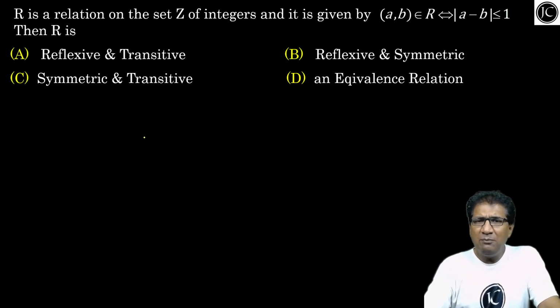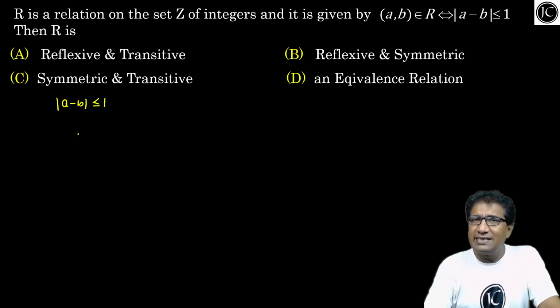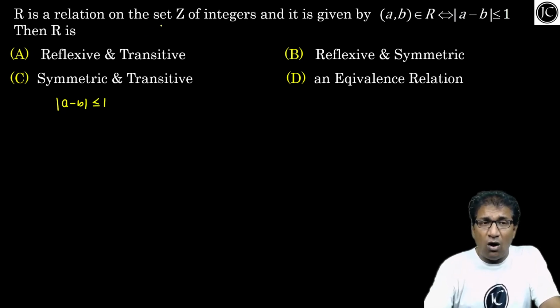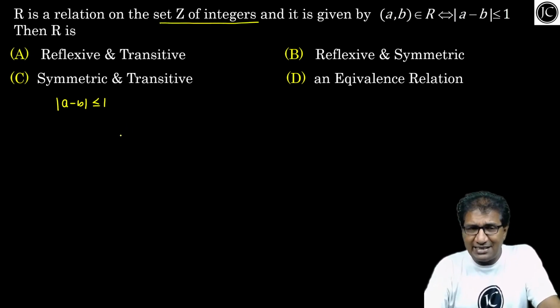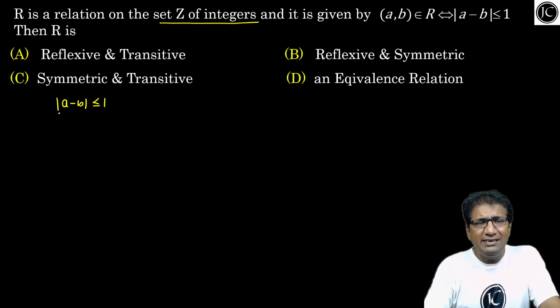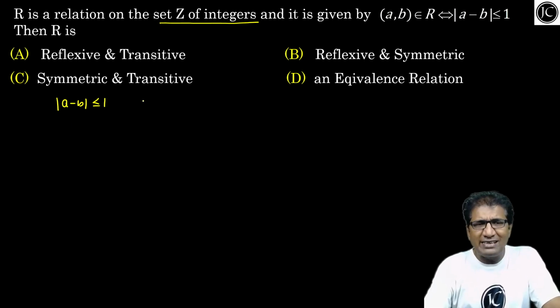यहां पर देखो क्या बोला है, modulus of A minus B is less than equals to 1. This is the relation defined on set Z of integers, right? It is defined on the set of integers Z. Now they have asked whether this relation is reflexive, symmetric, transitive or equivalence. We have to find that out. So first of all, let us check whether the relation is reflexive or not.